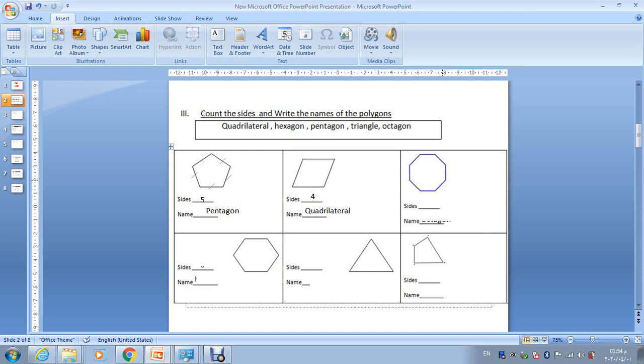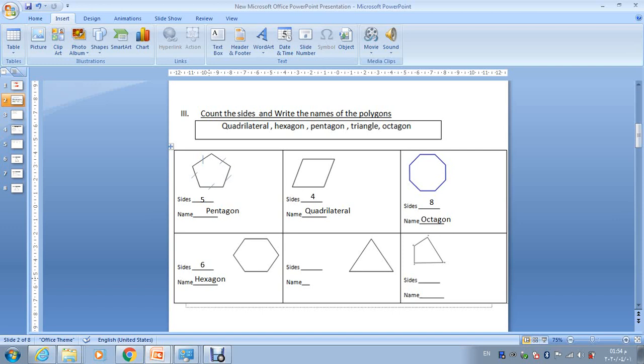Now let's go for the third question and count it. 1, 2, 3, 4, 5, 6, 7, 8. There are 8 sides, and what name do we call the 8-sided polygon? Of course, it's octagon. Octagon is the 8-sided polygon. Now let's count here as well. 1, 2, 3, 4, 5, 6. It's a 6-sided polygon. And which word is correct? Is it hexagon or triangle? Of course, it's hexagon, because hexa means 6.